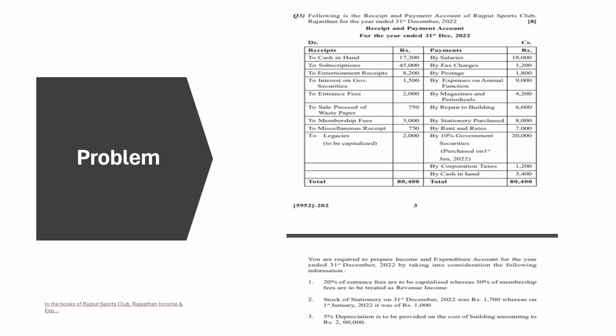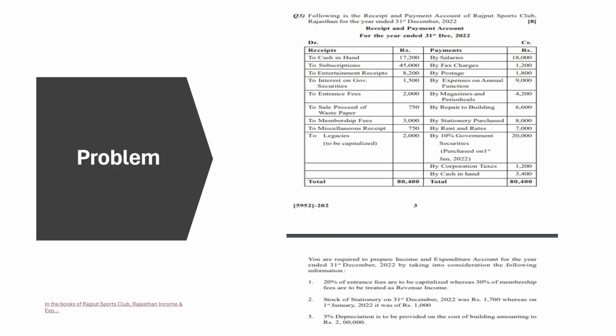And we never show capital expenditure in the income and expenditure account. Therefore, this buy 10% government security does not appear on the expenditure side of our income and expenditure account. Why? Because the whole amount is capital expenditure, and the income and expenditure account never records any kind of capital expenditure or capital income. That's why.